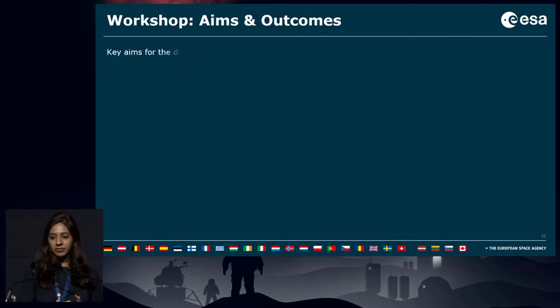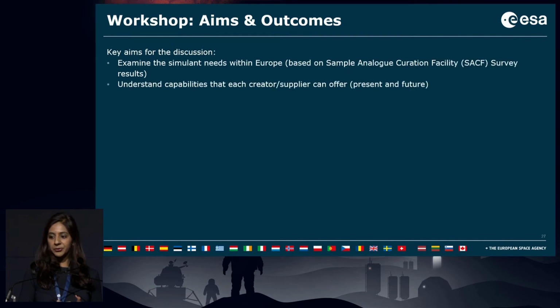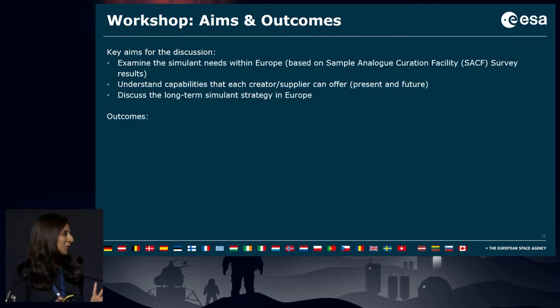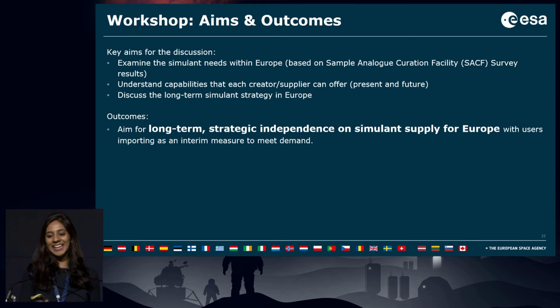So onto the workshop. I've got 3 seconds left, apparently, just 2 more minutes. But I'll jump to the outcomes, which I think are the more important aspects here. So we had a very fruitful supplier workshop. There were a lot of positive discussions. And the biggest outcome, and that everybody agreed on at the workshop, was to aim for a long-term strategic independence on simulant supply for Europe.